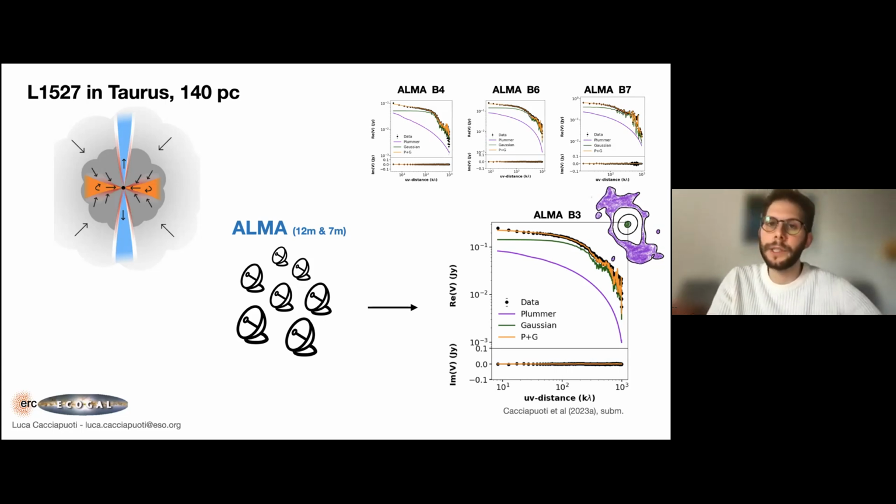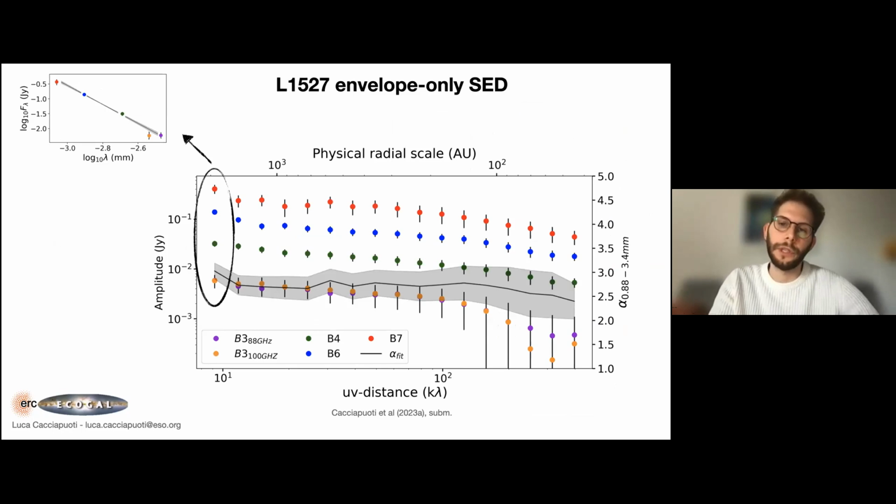Once we have the model, we subtract, as I was saying, the disk. In the big plot, the different colors are different bands, and here we have already subtracted the disk. So the amplitude level that you see on the left is basically the flux of the envelope-only emission. On the right side of this plot, I have alpha, the spectral index. We have computed the spectral index for each UV distance bin, as you see, for example, in the inset that I put there, and that more or less can be traced in a physical radial scale. So we're really trying to measure alpha, the spectral index, across scales in the envelope of this object.